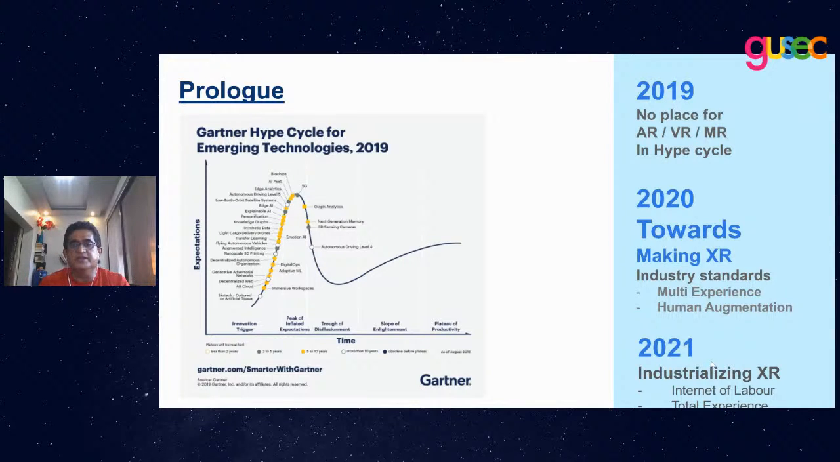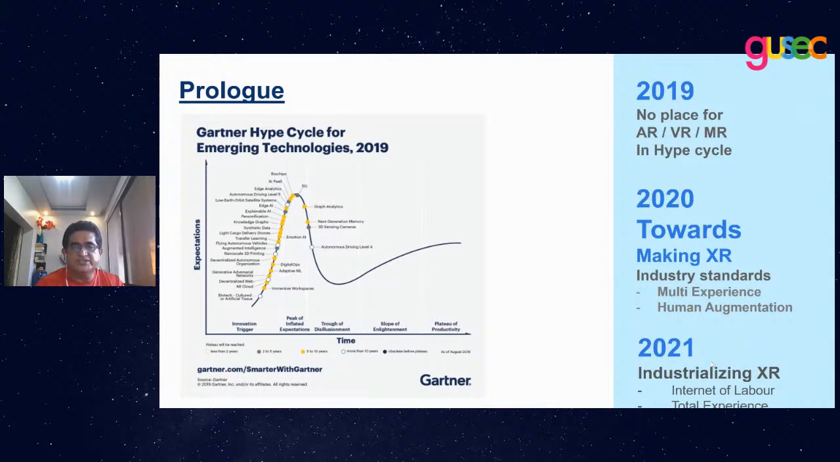If you see 2020, two new concepts started getting tracked by Gartner. One is multi-experience, and one is human augmentation, right? And that showed that it is moving away from a good-to-be-exciting technology to something that you can start looking at seriously from an industry standpoint, right?